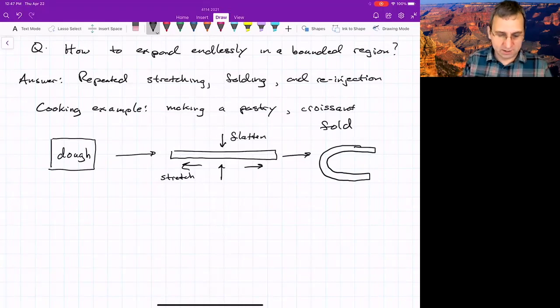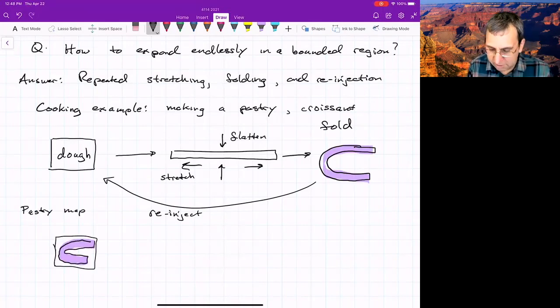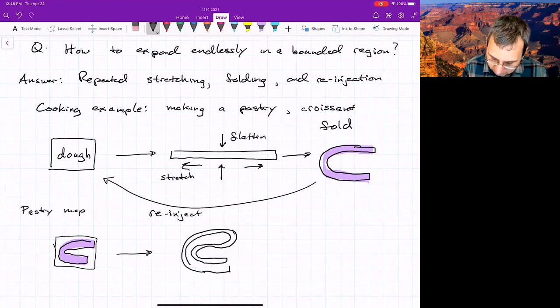And then you re-inject, right? I put this back, and then I do the same thing. I stretch, fold, and then you get all these layers showing up. So you re-inject, and maybe you could imagine what's going to happen at the next iteration of this pastry map. If I flatten and stretch and fold, what am I going to get? Repeat this over and over. What do I get in terms of a cross section? I've got two sides, and then now that doubles again. I've got 1, 2, 3, 4. It seems like I'm doubling the number of layers each time.